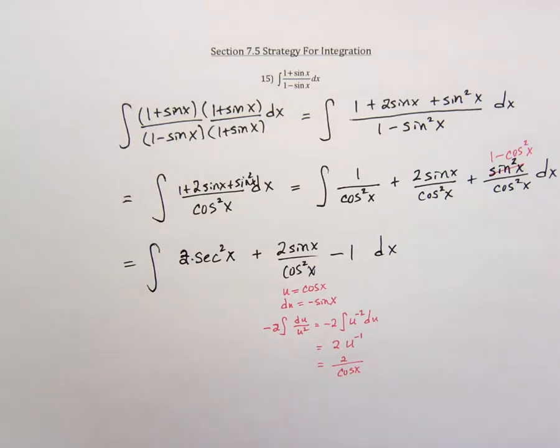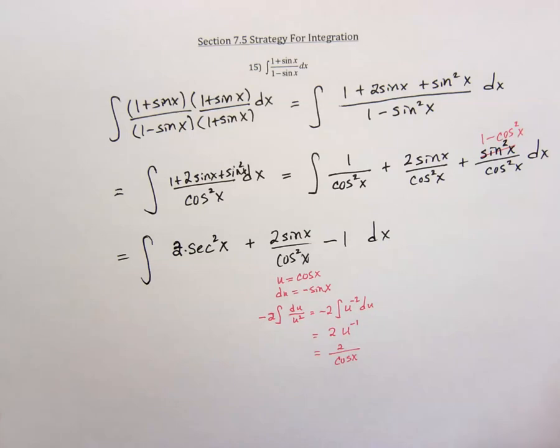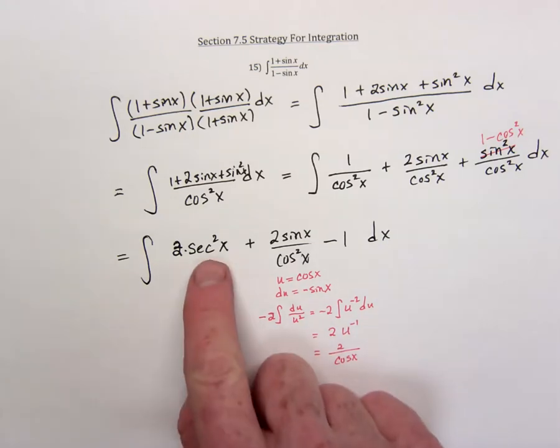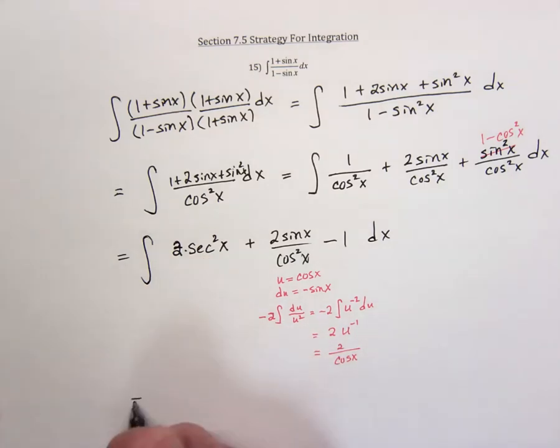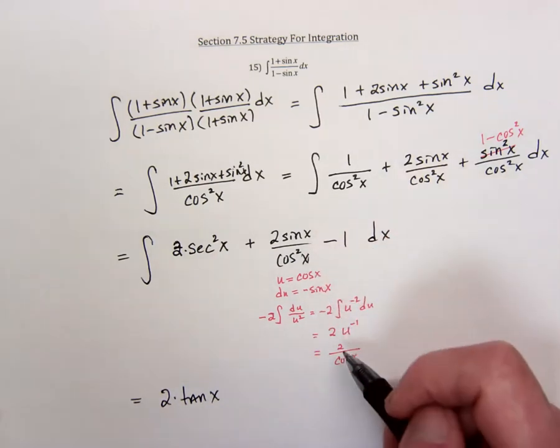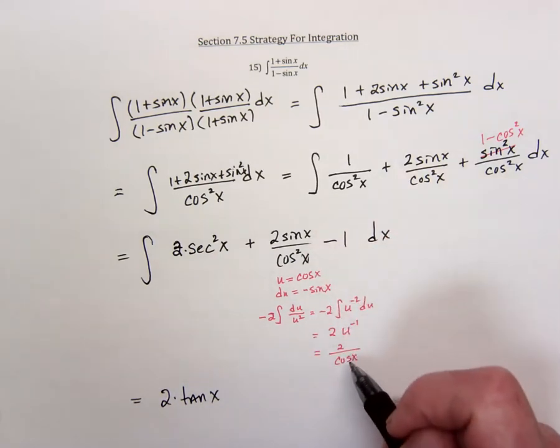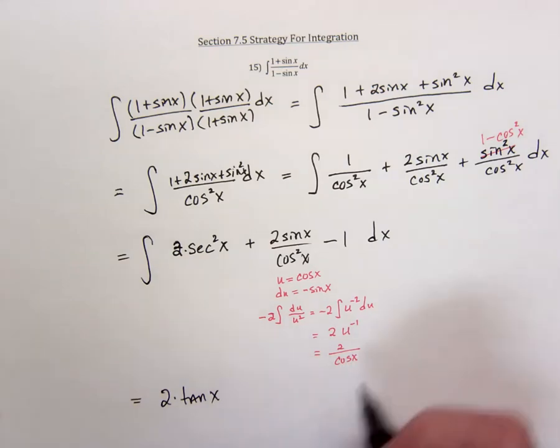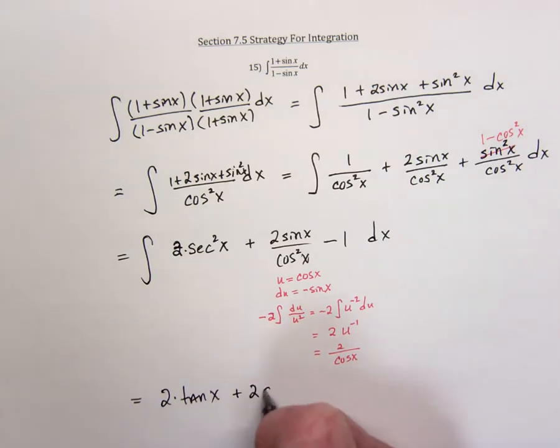Alright, now we've just about got it. The derivative of tangent is secant squared, so the integral of secant squared is tangent. So we've got 2 times tangent of x. For this, we did this u substitution, we ended up with this. A 1 over cosine is secant, so that's really 2 times secant of x. And then for negative 1, that's negative x.